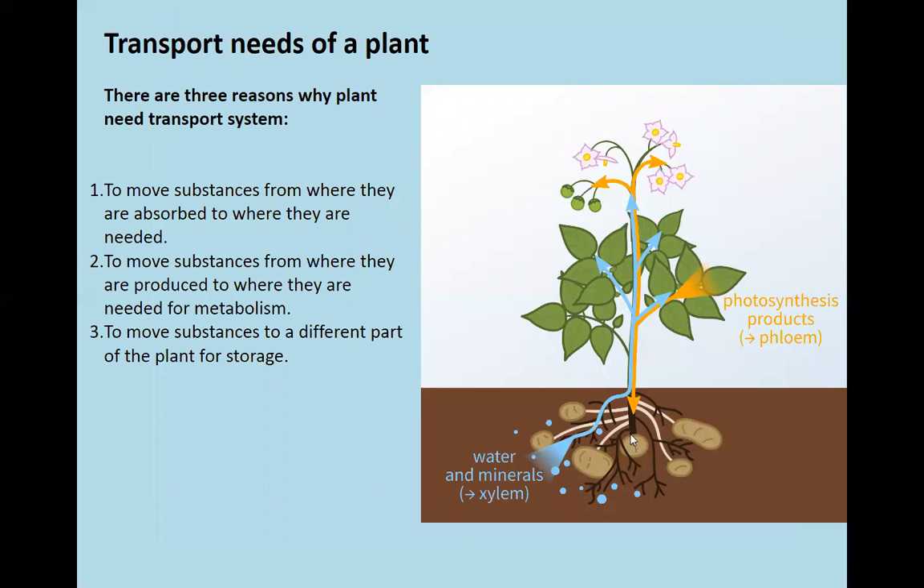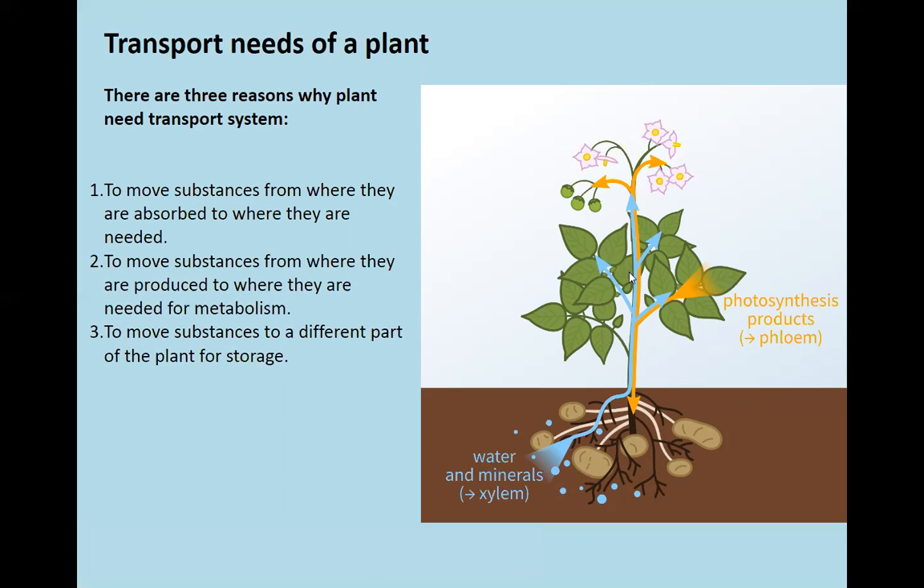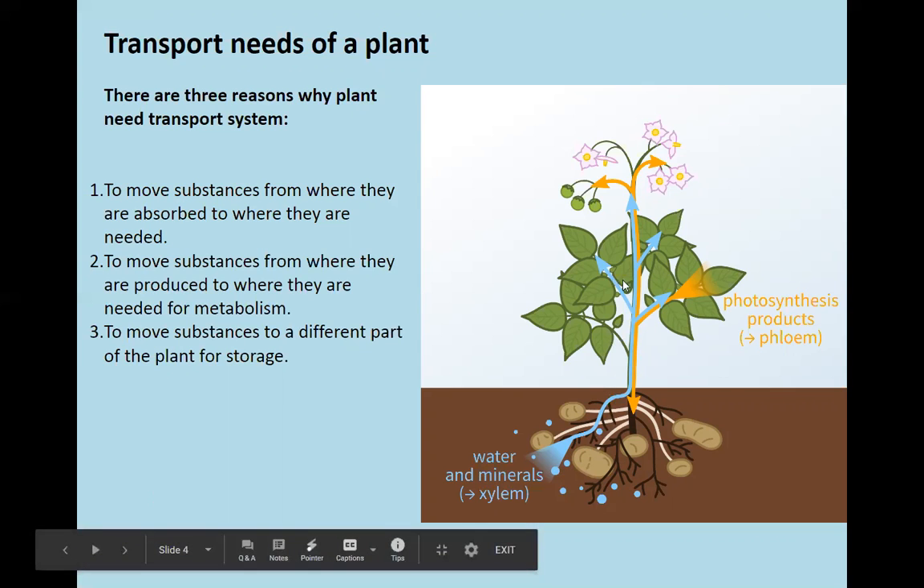So plants have needs, and they have two types of transport system. But why do plants need this transport system? First of all, plants need this transport system to move substances from where they are absorbed to the place where they are needed. For example, water and minerals are absorbed from the ground or the soil. So water and minerals are transported from the place where they are absorbed to the place where they are needed. You can see in here with the blue color on the picture.